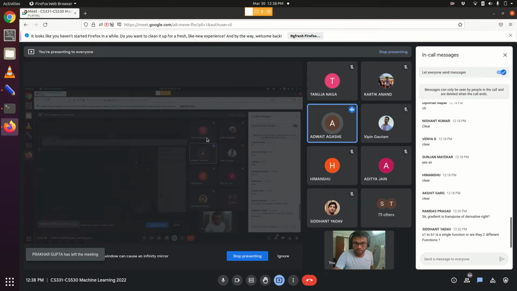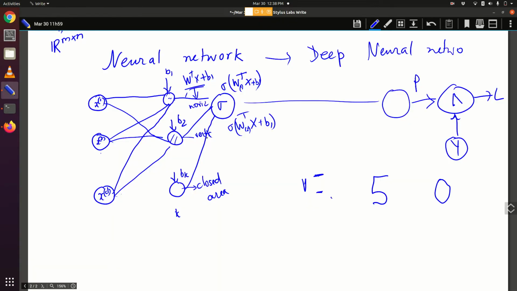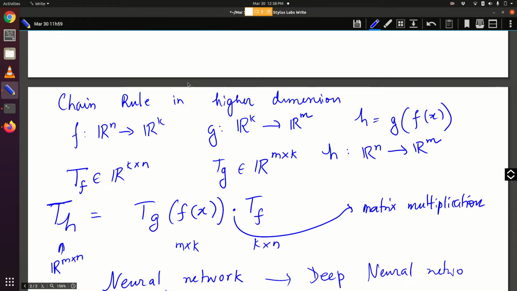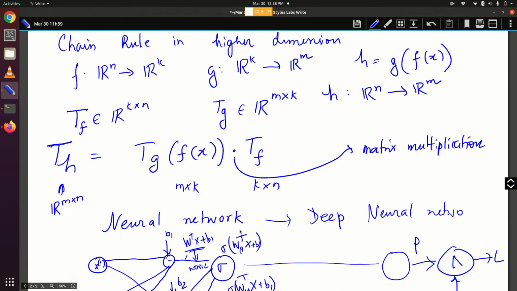Excuse me, sir. Sir, there was a power cut at the hostel. Could you repeat what you said for the last 2 minutes, please? Okay, so where were you? Did you see the chain rule in higher dimension, the derivatives and everything? Did you follow? So the last question that Siddhant has asked, you are talking about it.